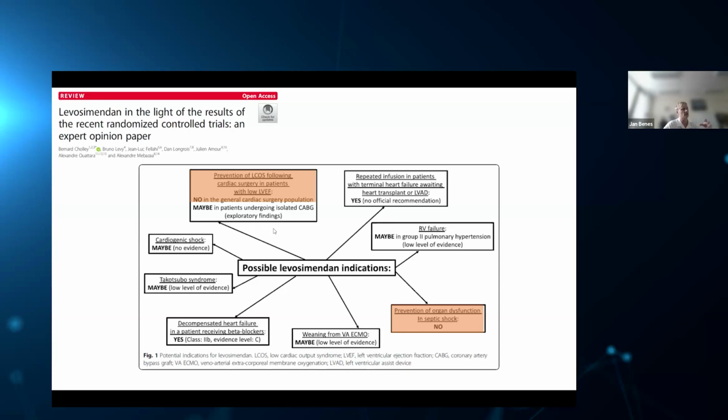It also has a long-term effect there. If you start levosimendan, you need to wait several hours for the effect, and the effect of levosimendan lasts for days. So maybe it's good for patients who are on beta blockers. Maybe it may work in these. It may work in Takotsubo syndrome, for instance.